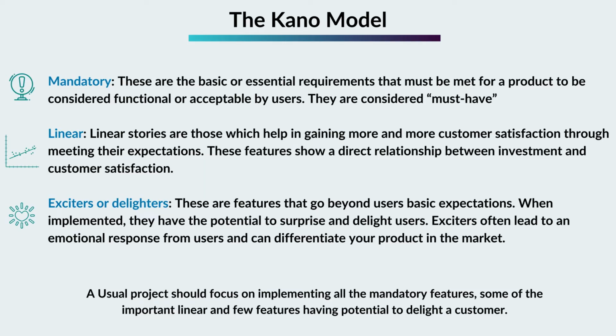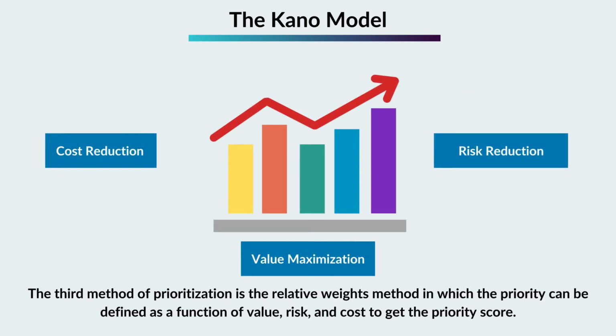A usual project should focus on implementing all the mandatory features, some of the important linear, and few features having potential to delight a customer. The third method of prioritization is the relative weights method, in which the priority can be defined as a function of value, risk, and cost to get the priority score.